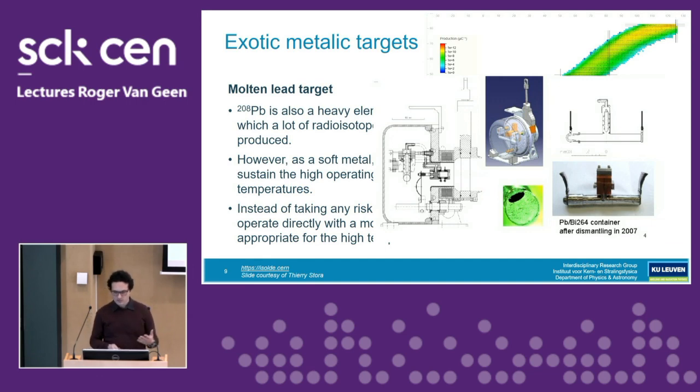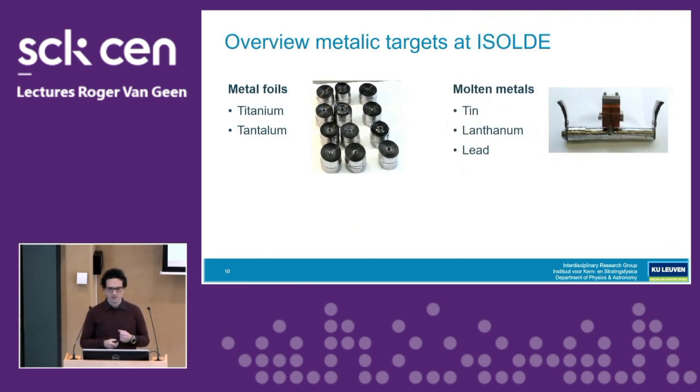Nonetheless, to come to a conclusion on those metallic targets, you have here the summary of what ISOLDE uses quite frequently. For the metal foil, we will use titanium or tantalum, depending on the isotopes you would like to produce. Or for molten metals, we can use molten tin, molten lanthanum, and molten lead.